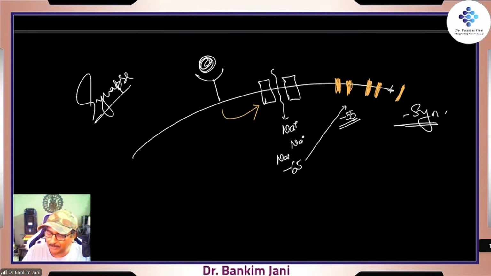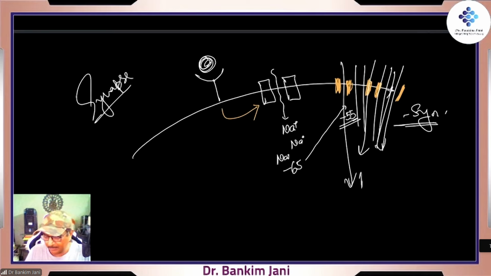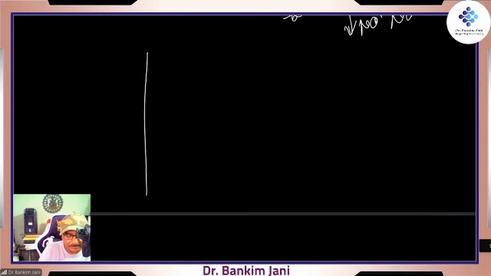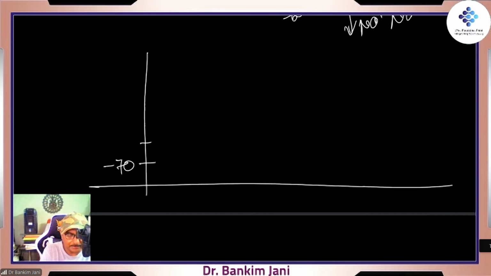and then comes the gush of sodium in large quantity, right? They just enter. So this sodium is in large quantity. So that's why the whole graph will become like this. This is the resting membrane potential, -70, right? It went to -65, to -55.